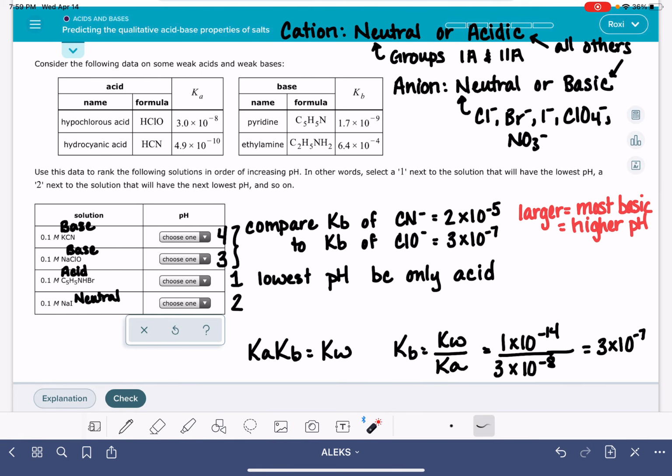Now, if you end up with one of these problems that's asking you to rank and you've got to decide between two acids, you're going to be comparing Kas, using basically the exact same thing. The one that has the larger Ka value is going to be the most acidic. But because it's the most acidic, that means it's going to correspond to the lowest pH.